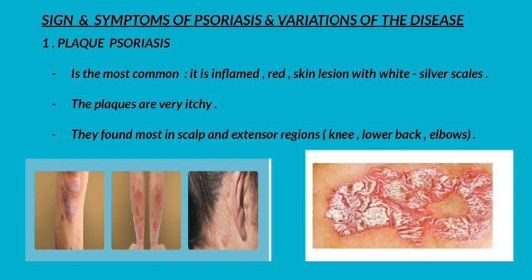Signs and symptoms of psoriasis, variations of the disease. First, plaque psoriasis. Plaque psoriasis is the most common. It is an inflamed, red skin lesion with white silver scales. The plaques are very itchy. They are found most in the scalp and extensor regions like the knees, lower back, and elbows.